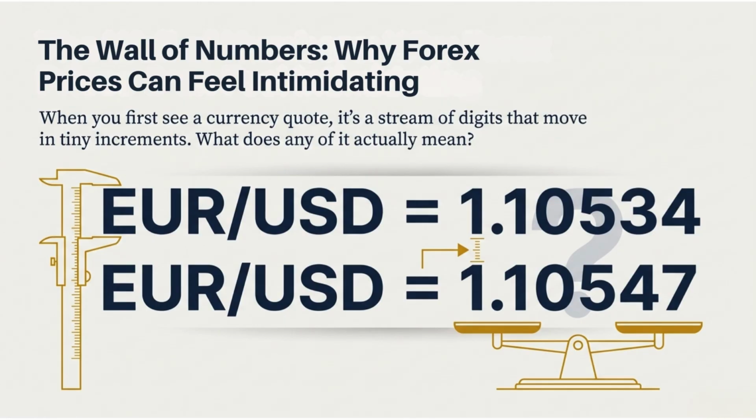And then the price shifts. It moves from 1.10534 to maybe 1.10547, and then it drifts back down. It feels so small, so tiny, that you can't possibly get your head around what it means. Did you make money? Did you lose any? Is that jump even significant? It's just confusing because the system is so precise yet so abstract.